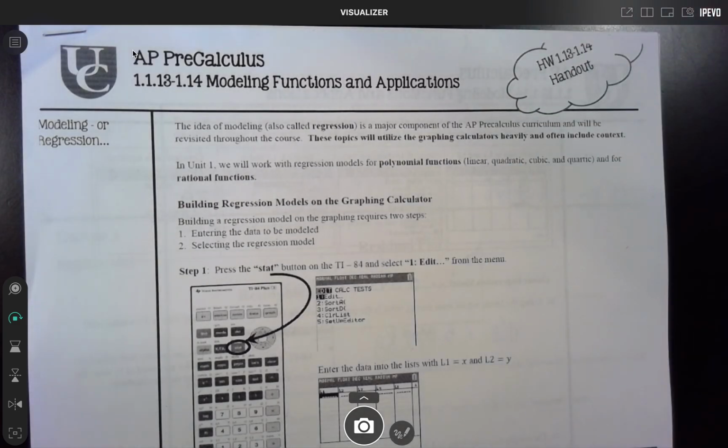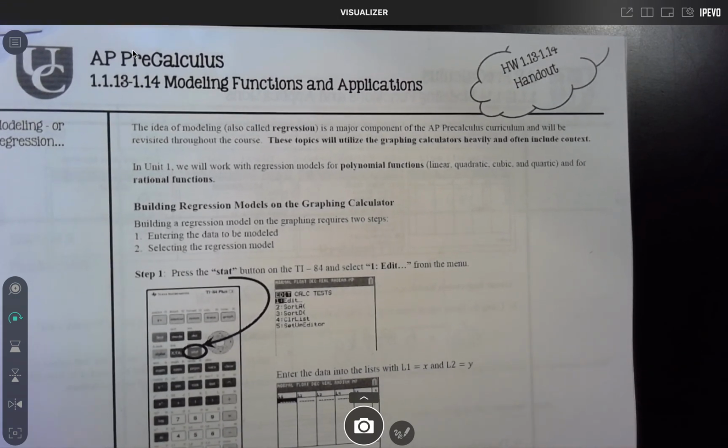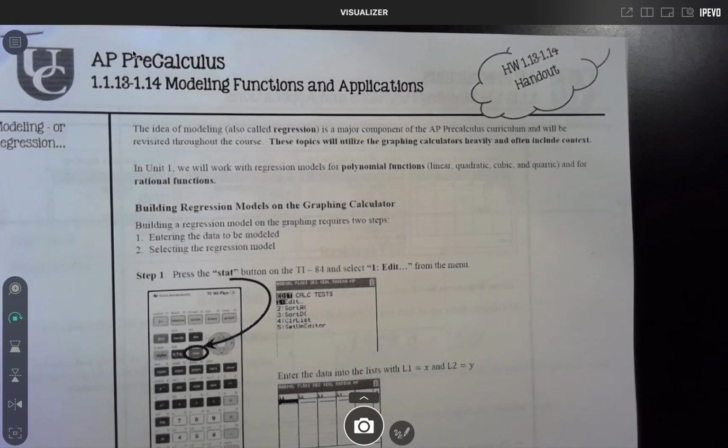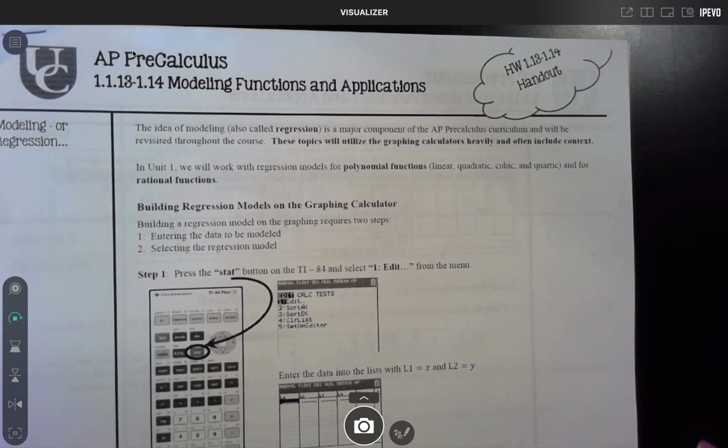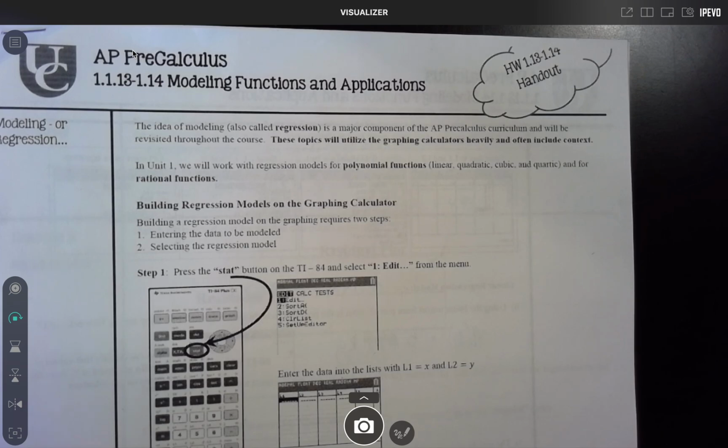Okay, this is Mrs. Davis, and I am going to work on lesson 1.13 and 1.14. I'm using a document camera this time instead of my iPad because this lesson requires a lot of calculator, and so I just thought it'd be easy to use my calculator with this setup.